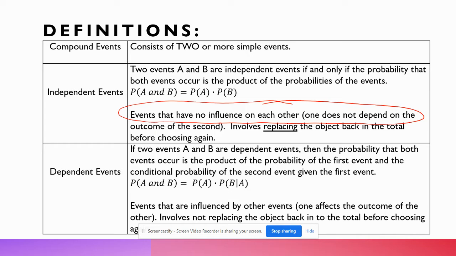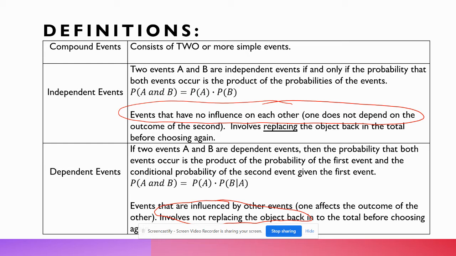Dependent events are when they are influenced. This most happens because of not replacing the object back in. So this is when you would be choosing a red marble out of a bag of marbles and keeping it in your hand, then picking another marble. Because you kept the marble in your hand, you've changed the possibilities, you've changed the outcome potential, you have changed the probability of that second grab for a marble.